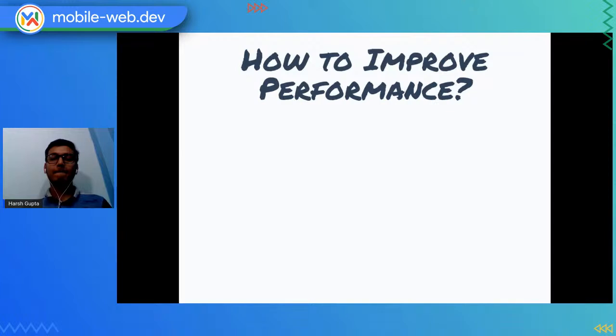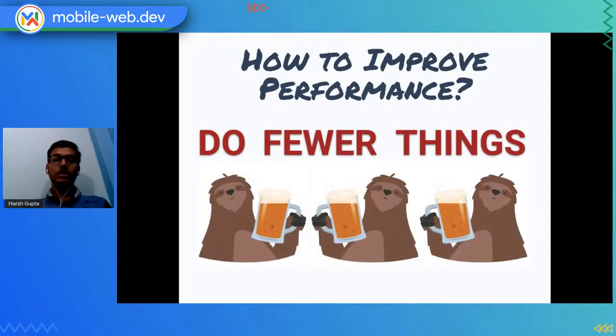So till now we know the performance APIs from the business perspective, how the user can interact with it, and what the parameters are that we can improve. Now, how can we improve it? If you ask me, it's a simple answer: do fewer things. It's a very simple statement, but it is not as simple as it sounds.